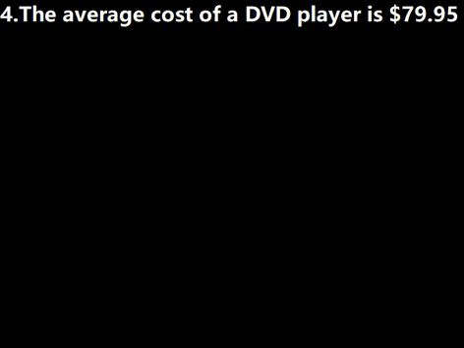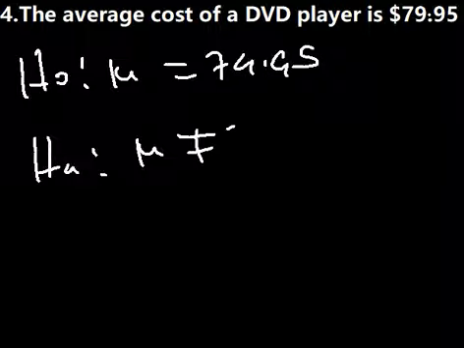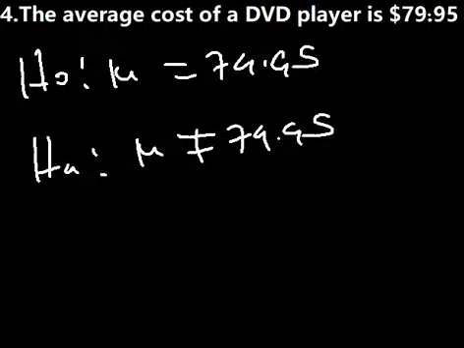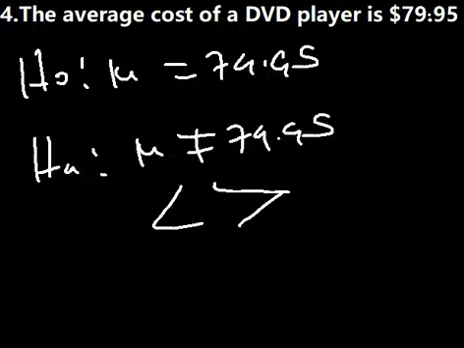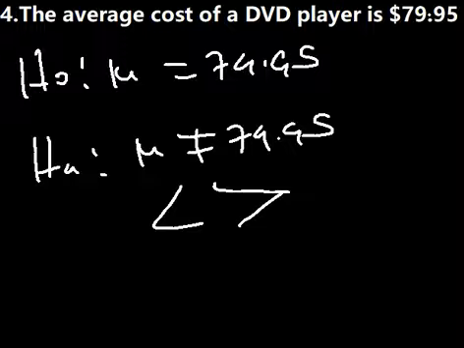Now let's say we have this case: the average cost of a DVD player is given as $79.95. What is the null hypothesis and what is the alternative hypothesis? The null hypothesis will be H0: mu is equal to $79.95. And the alternative can be given as mu is not equal to $79.95, or mu is less than that, or mu is greater than that, based on the given case. But that's how you have to understand it.